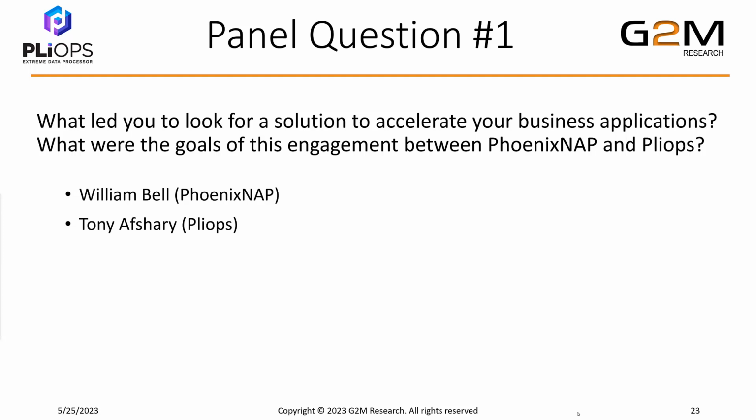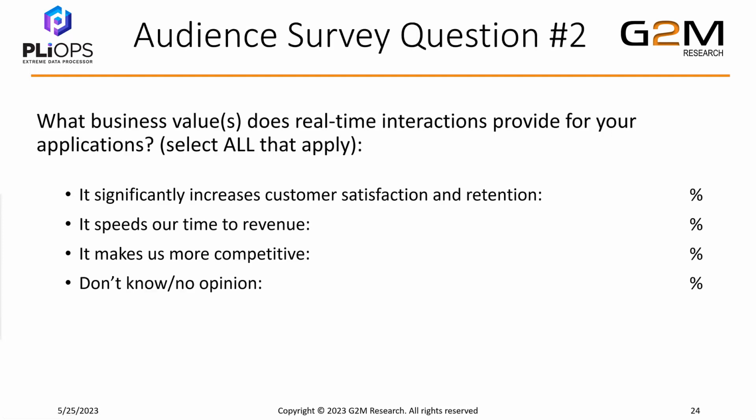Excellent. Let me jump to the next question here. So we'll go to audience survey 2, and it should pop up on your screen right now. And the question is, what business values do real-time app interactions provide for your applications? And again, this is select all that apply. That should be showing up.